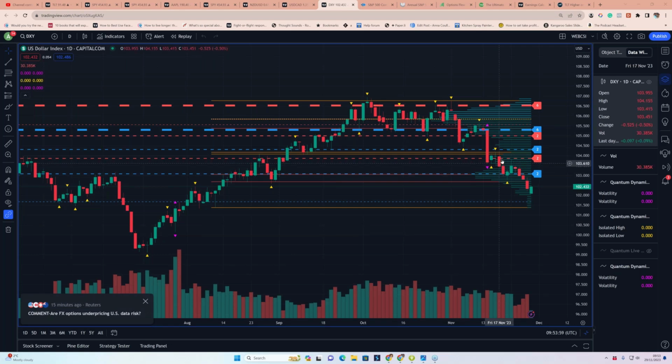And in fact, the Dixie carried on lower. We then had two more attempts to rally. The first one was quite positive because we have a little hammer candle here with a decent amount of volume, and then this candle here, which is an up candle.